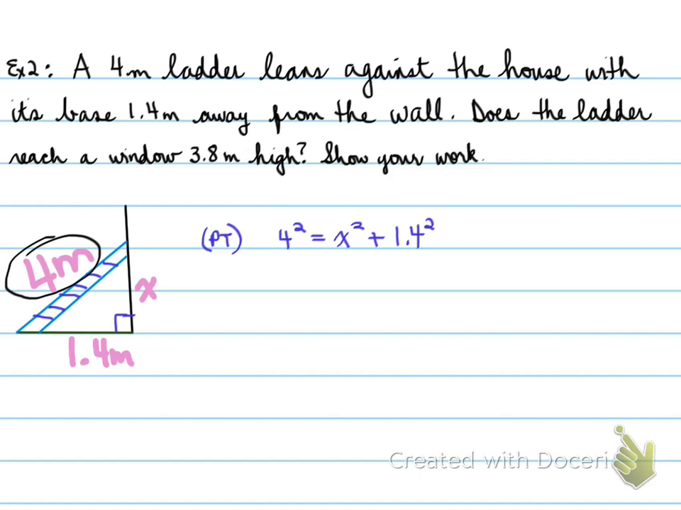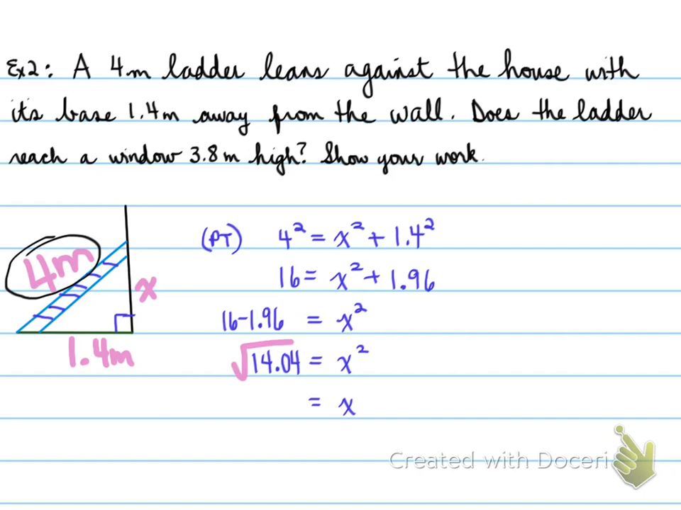And what we do now is expand on these. So we get 16 is equal to x squared plus 1.96. Move 1.96 over, so 16 minus 1.96 is equal to x squared. And now we want to solve for x. 16 minus 1.96 is 14.04. And now we take the square root of both sides.